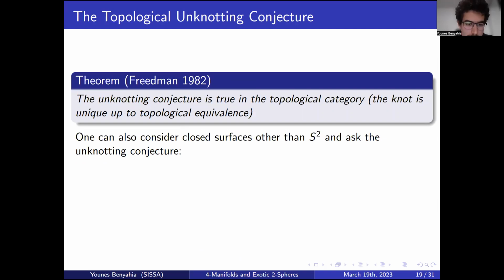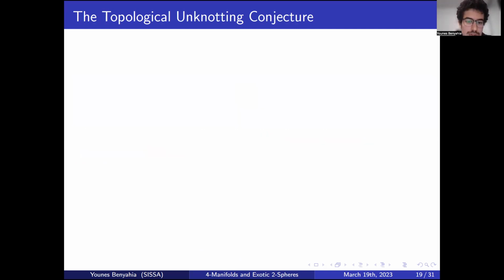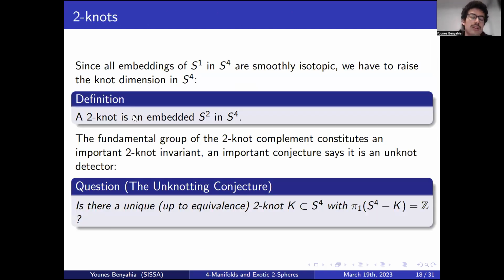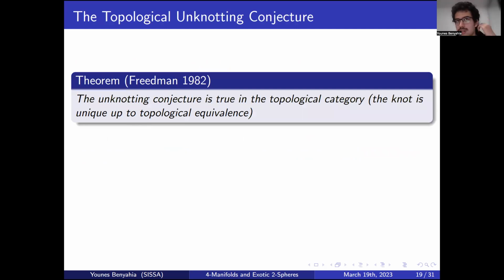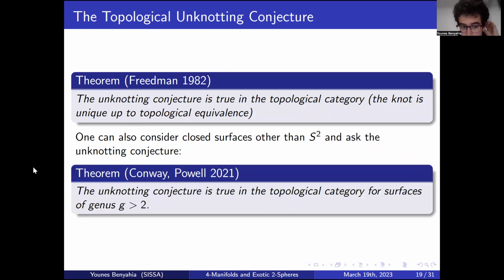So one can also consider closed surfaces other than S2 to define a 2 knot. You can take a broader definition and consider all surfaces of higher genus, and see if this unknotting conjecture will still hold. So the theorem by Conway and Powell says that the unknotting conjecture is true also in the topological category for surfaces of genus higher than 2, so from 3 and above. In the case of 2 and 1, it is still open, I think.